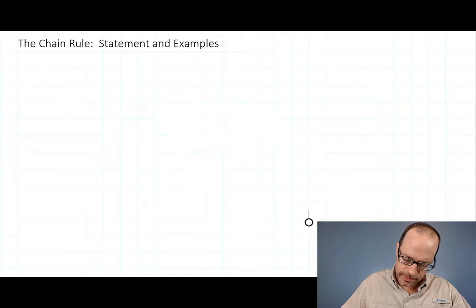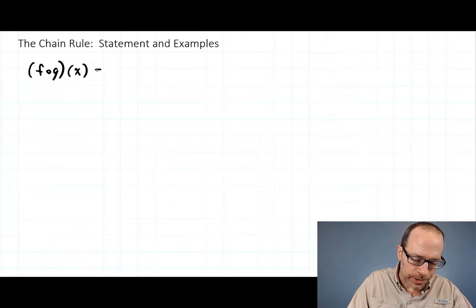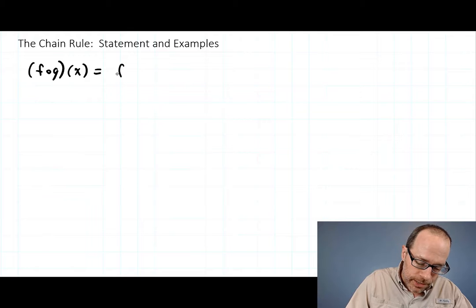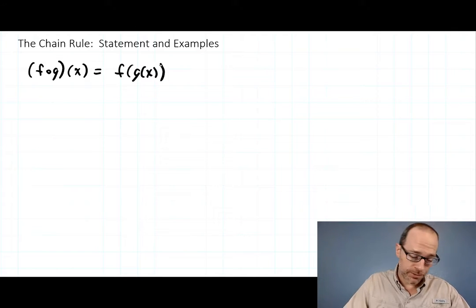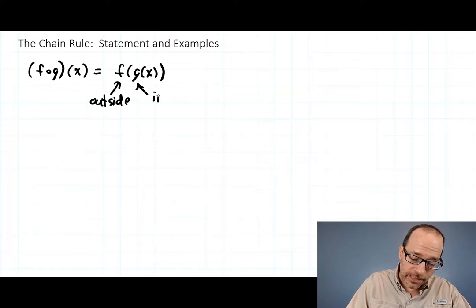It can be written a few ways, but one way is this with that little circle. It's called f composed with g, and all it really means is that you are taking g and plugging it into f. It's called composition of functions. Often when this is done, people refer to this as the outside function and this guy as the inside function.